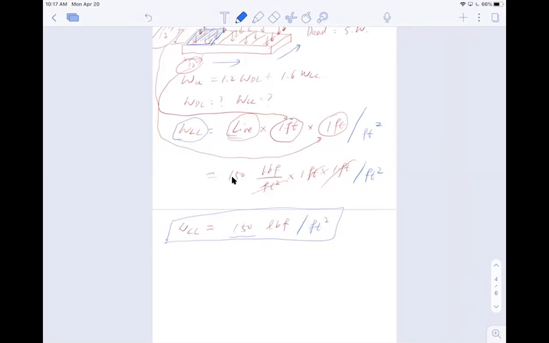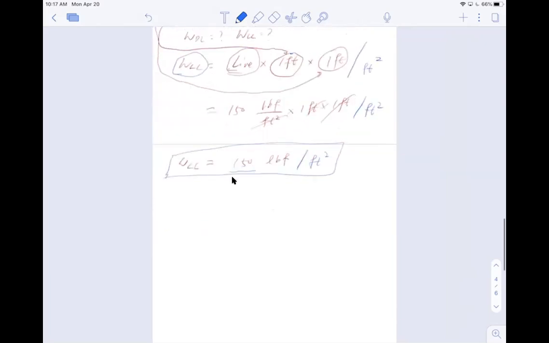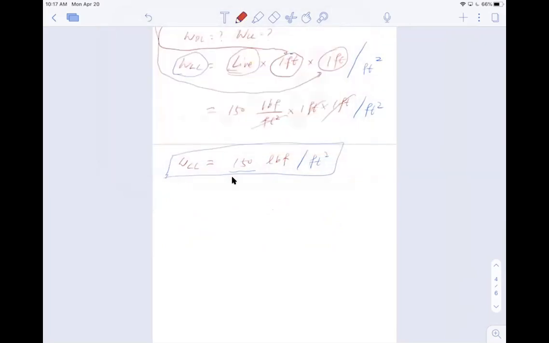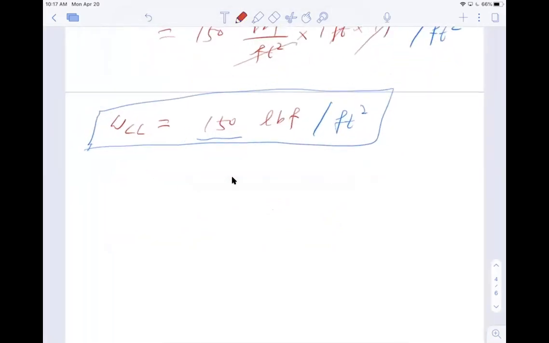What about dead load? Okay, this is a little bit tricky now. So for the dead load, let me zoom in a little bit more so you can see better. So this is the volume. This whole thing has the volume of the concrete, right?